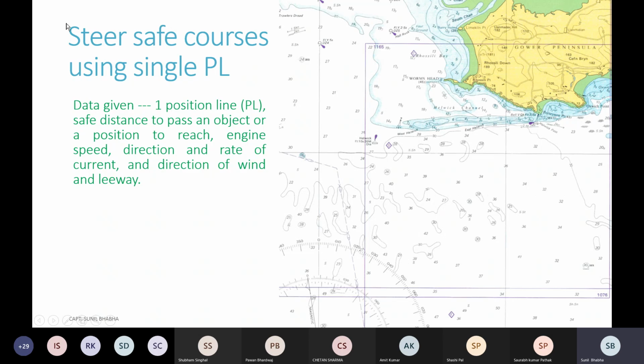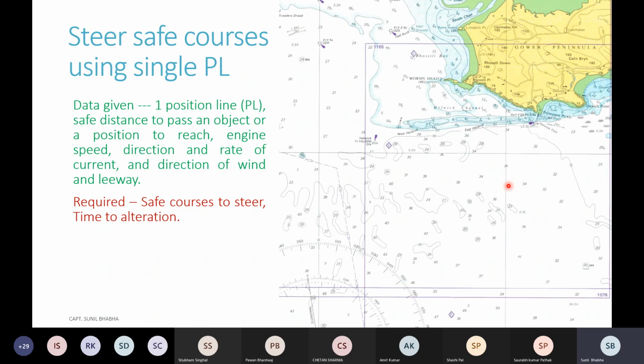The engine speed of our ship. They also provide us with the direction and rate of the current, if there is any current prevalent in that area. And in case any wind is present, then the direction of the wind as well as the leeway angle is given to us in the question. So this is all the data which is provided to us.